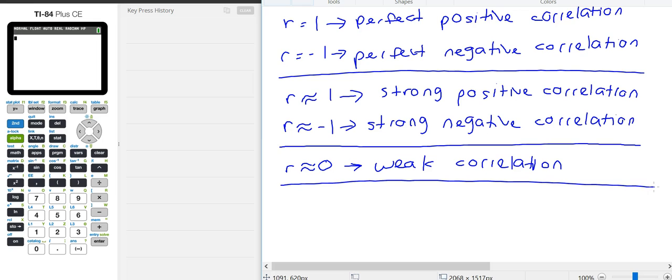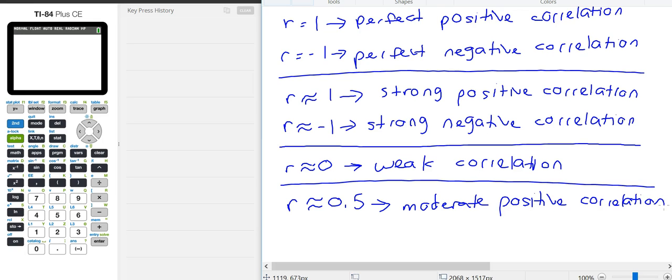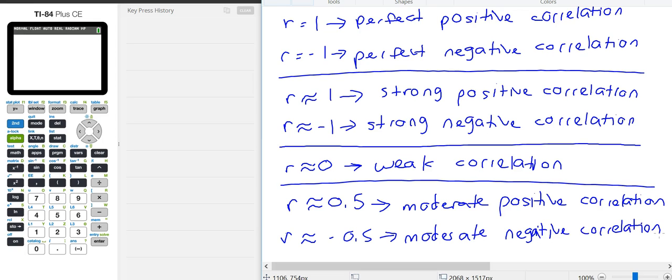If R is somewhere in between 0 and 1, let's say R is around 0.5, then there's a moderate positive correlation between the variables, which means the line of best fit doesn't pass through the points or even near the points, but it's not very far off. If R is around -0.5, somewhere in between 0 and -1, there's a moderate negative correlation between the variables, which means the line of best fit has a negative slope. It doesn't pass through the points or near the points, but it's not a terrible fit either.